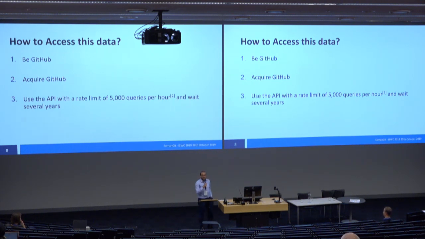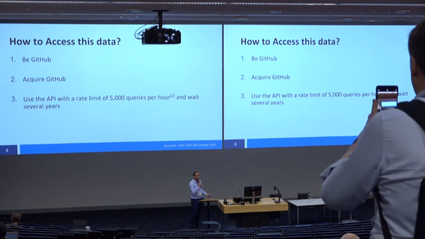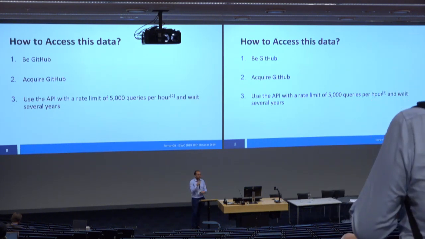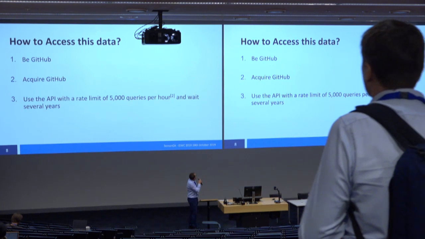Well, first of all, the easiest way is to be GitHub, or if you are a GitHub employee, you can have access to this data. The second thing, what Microsoft did, is to acquire GitHub and gain access to the data. Or, in our case, as researchers, we can use the GitHub API, which is currently limited to 5,000 queries per hour. And considering the amount of data, it is nearly impossible to grab everything, especially if you are interested in an analysis of, for example, the behavior of all coders on GitHub.